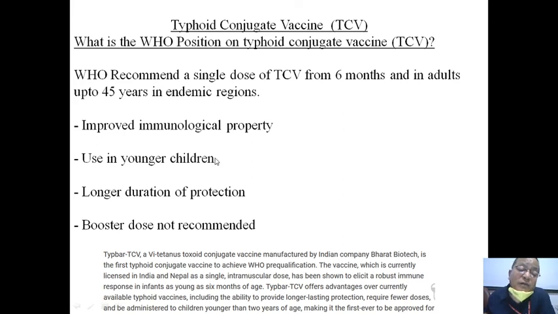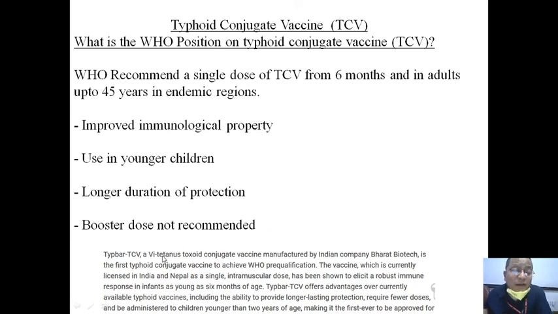As I already mentioned, in most developing countries typhoid fever occurs, or mortality occurs, in children. So this vaccine is given at the age of 6 months, so it can protect against the occurrence of typhoid fever, and it has a longer duration of protection. Minimum 5 years of protection has been seen. At this moment, WHO doesn't recommend a booster dose for the typhoid conjugate vaccine.